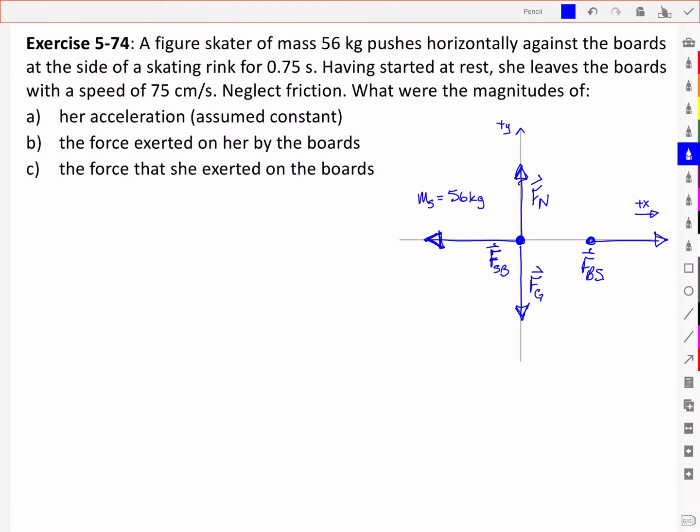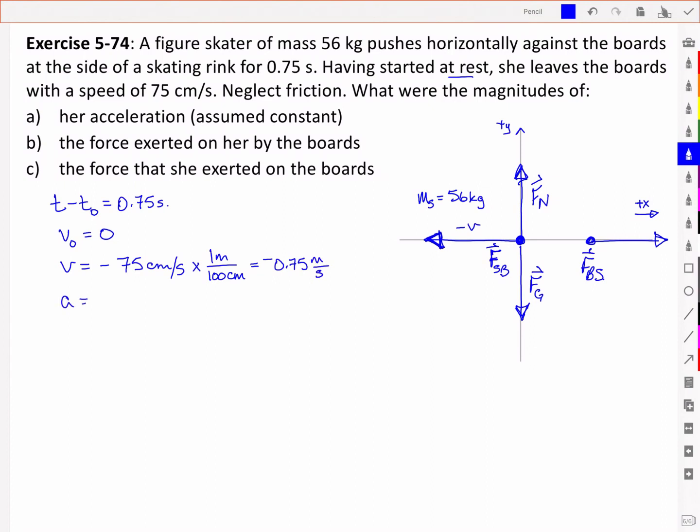And now we're given a bit of kinematics. So we're told that the delta t, or t minus t naught, is 0.75 seconds, that she applies this force. She started at rest, so we have a v naught equal to 0. And she leaves the board with a speed of 75 centimeters per second. And I've indicated that this is my positive x-axis. Therefore, if she's going in this direction, this is going to be a negative v. So I've got a negative 75 centimeters per second in this case, and I'm going to convert that to meters per second. So I get a negative 0.75 meters per second.